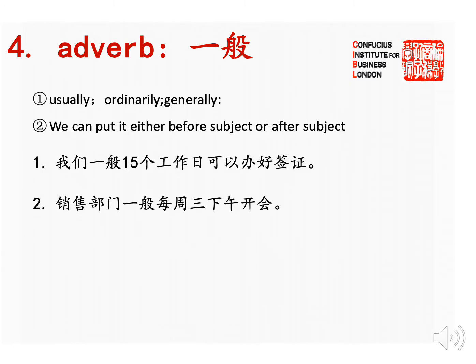Now we are talking about the adverb 一般。It's a very common adverb meaning usually, ordinarily, generally, or commonly, and we can put it either before the subject or after the subject. Okay, for example, 我们一般15个工作日可以办好签证. So normally we can get the visa ready within 15 working days.